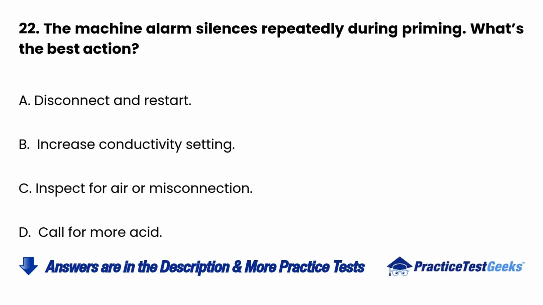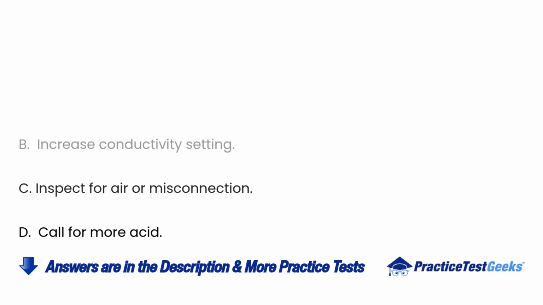22. The machine alarm silences repeatedly during priming. What's the best action? A. Disconnect and restart. B. Increase conductivity setting. C. Inspect for error or misconnection. D. Call for more acid.